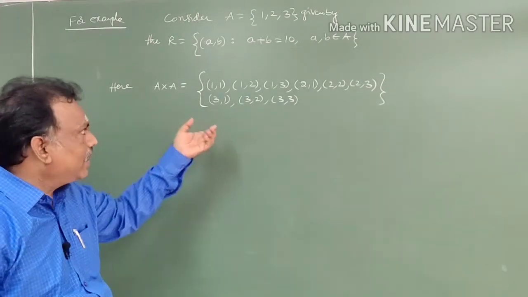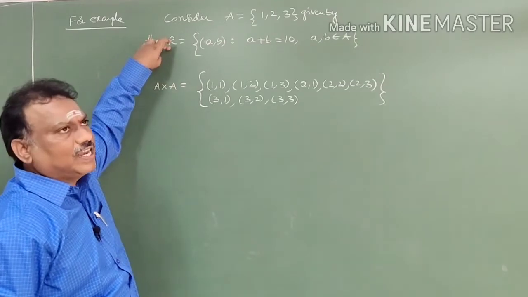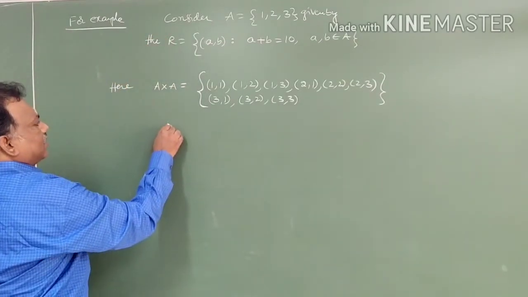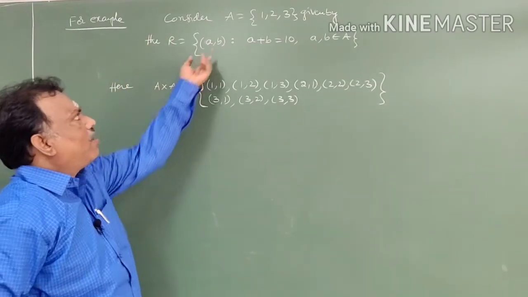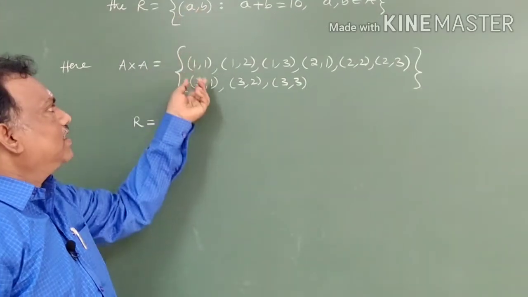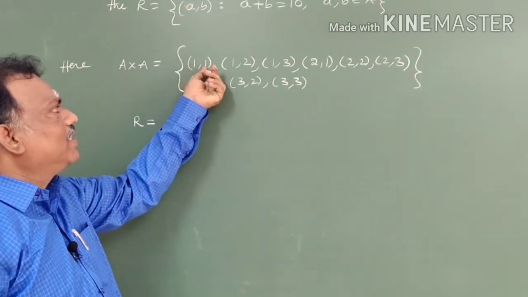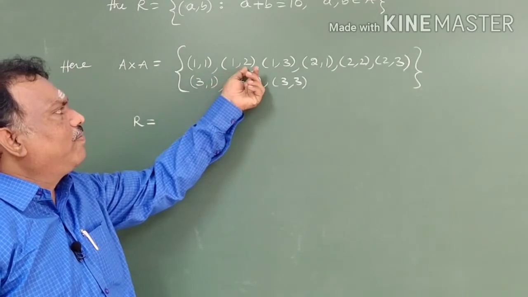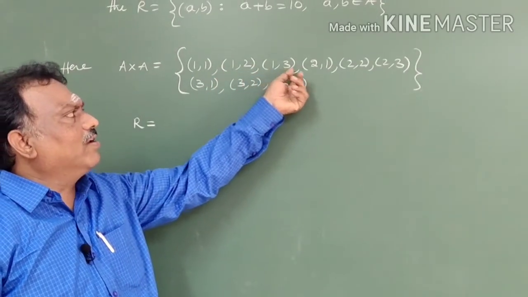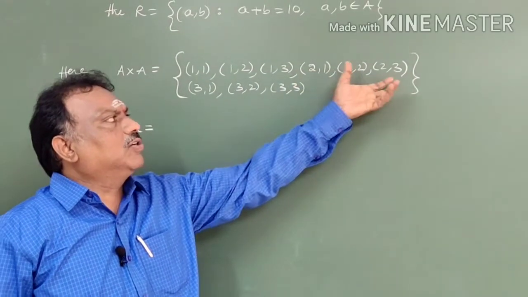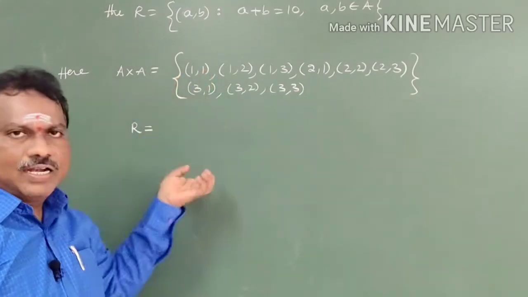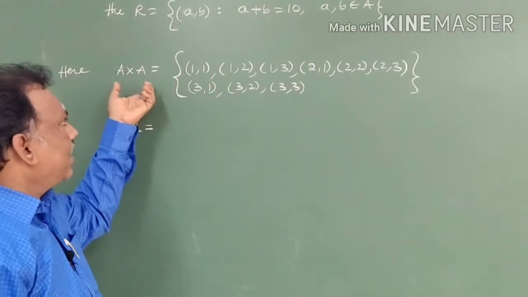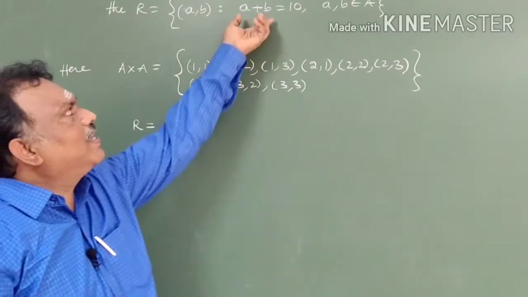Just observe the relation. What is our given relation? Given relation R is equal to, you have to pick two numbers. This is the A value and this is the B value. So you have to pick any ordered pair from this A cross A, and it should satisfy this condition.